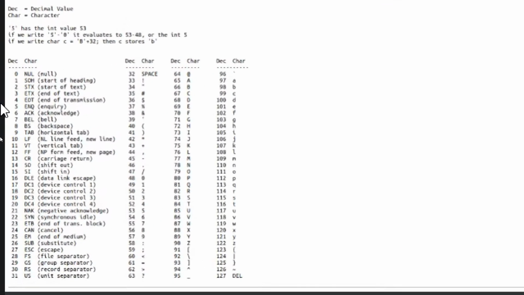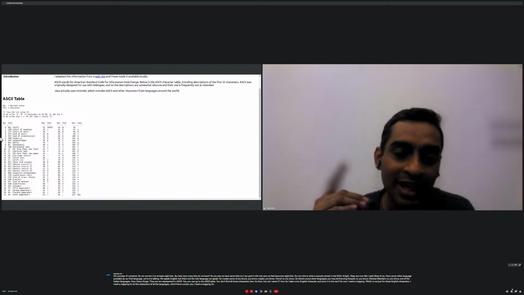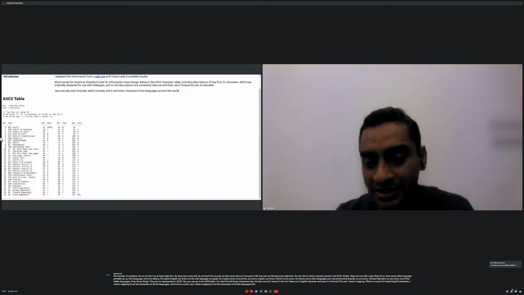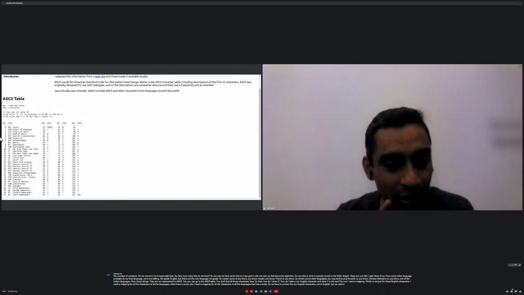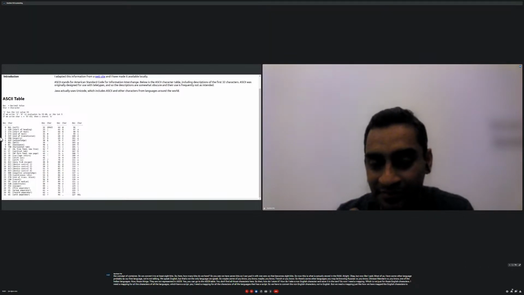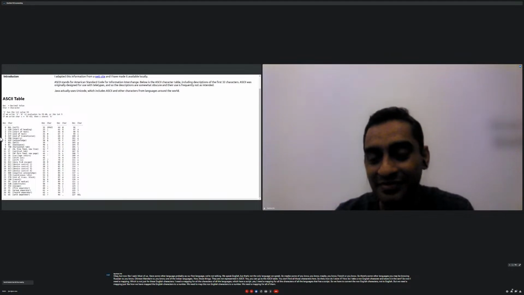So now I need a mapping which is not just for these English characters. I need a mapping for all the characters of all the languages which have a script. Just like how we have mapped the English characters to a number, we need to map the non-English characters to a number. We need a mapping for all of them. How do we do that?